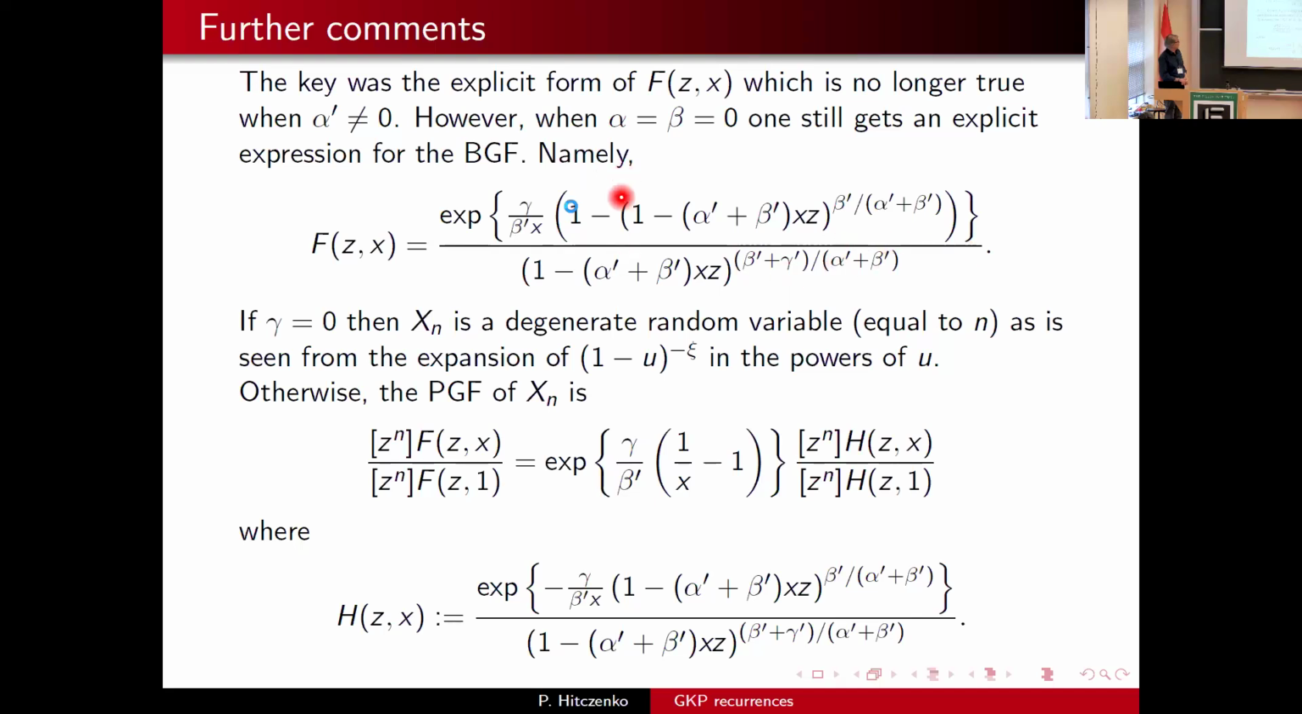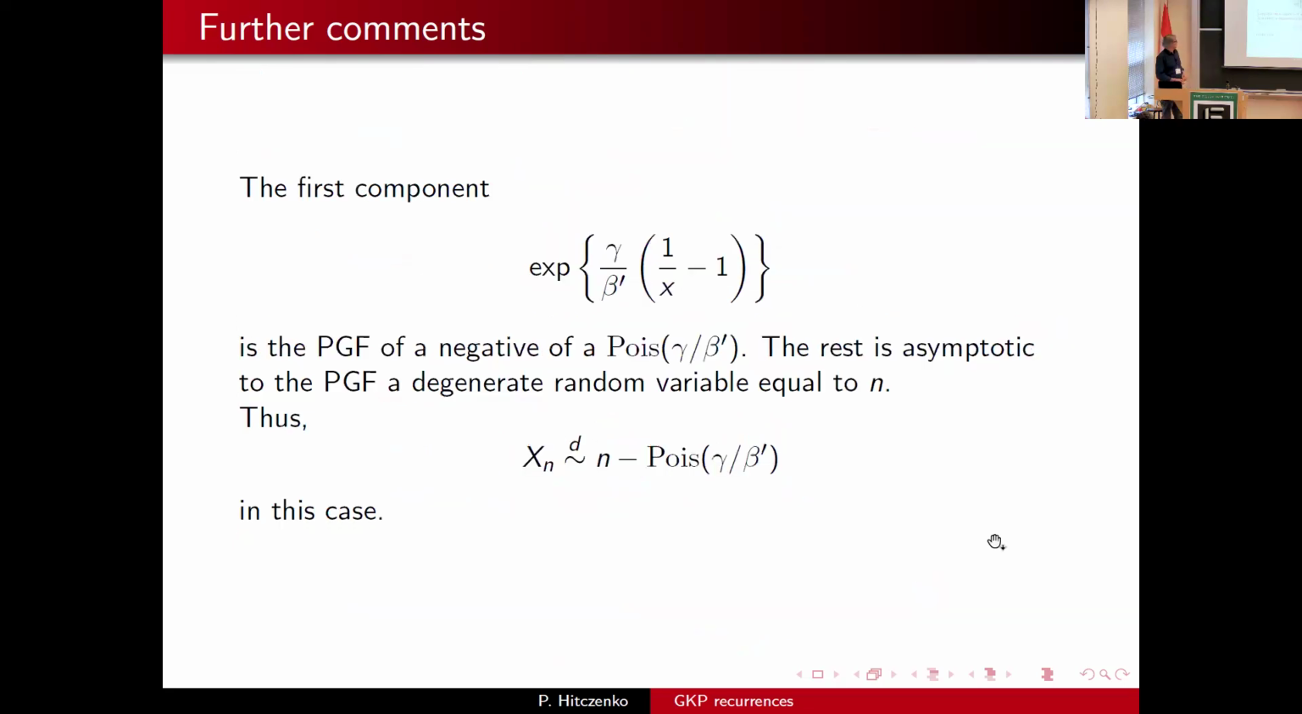Here it is. If you isolate this first term and the rest and normalize by 1, then you have this factor, and then you have the rest. This factor you can identify as the probability generating function of a Poisson random variable with parameter gamma over beta prime. The rest turns out to be degenerate. So in that case, your Xn is asymptotic to n minus a Poisson random variable. Okay, so that's the story.